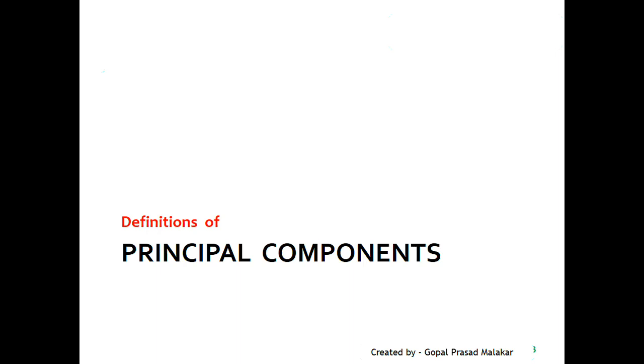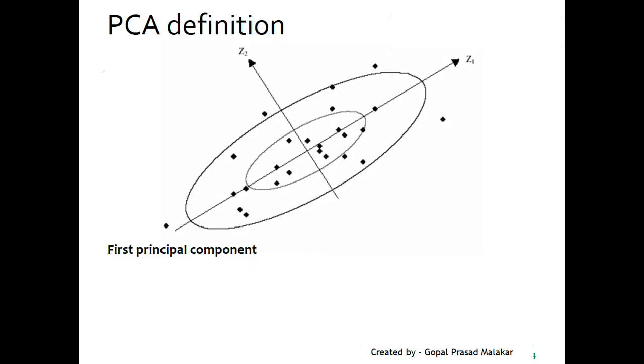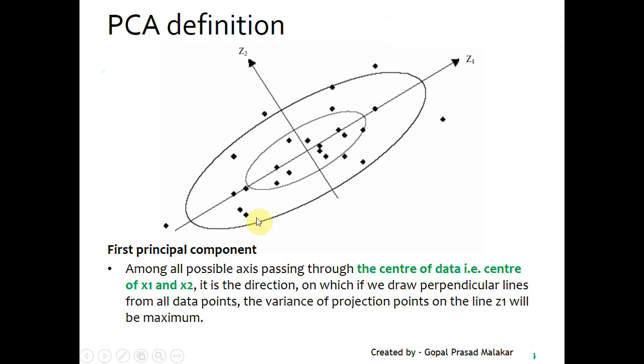Now let me formally introduce you to the definition of principal components. It says that among all possible lines which are passing through the center of data, it is the direction on which, if we draw perpendicular lines from all data points, the variance of the projection points on the line Z will be maximum.